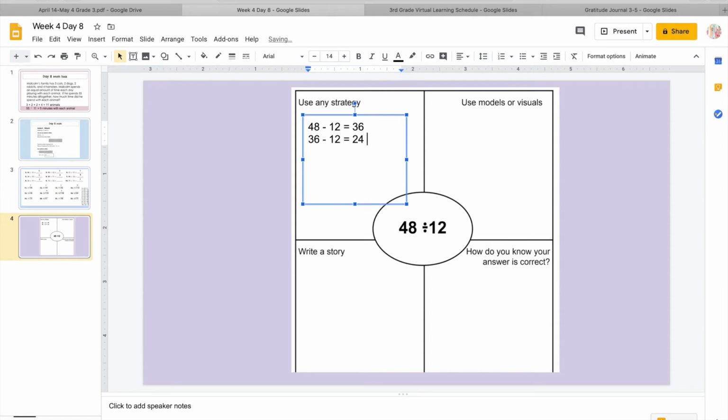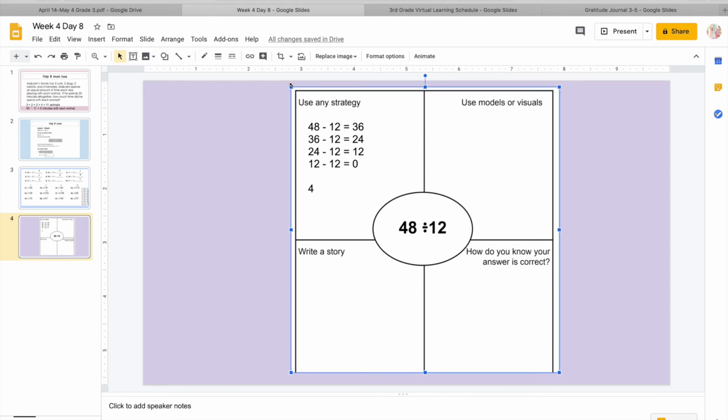Is that 0? No, so I'm going to bring my 24 that I just got down. I'm going to subtract 12, and when I do that in my head, 24 minus 12, I get 12. Now that's not 0 yet, so I'm going to bring that 12 down. I'm going to subtract another 12, and I get, ding, ding, ding, I finally got 0. So I'm going to count how many times did I have to subtract. There's 1, 2, 3, and 4. So I know 48 divided by 12 equals 4.